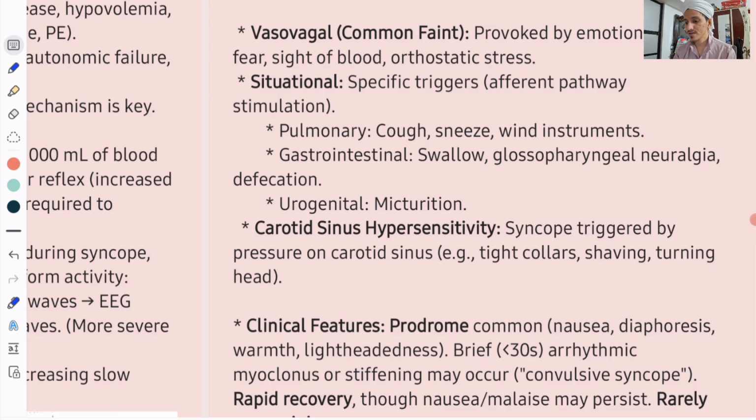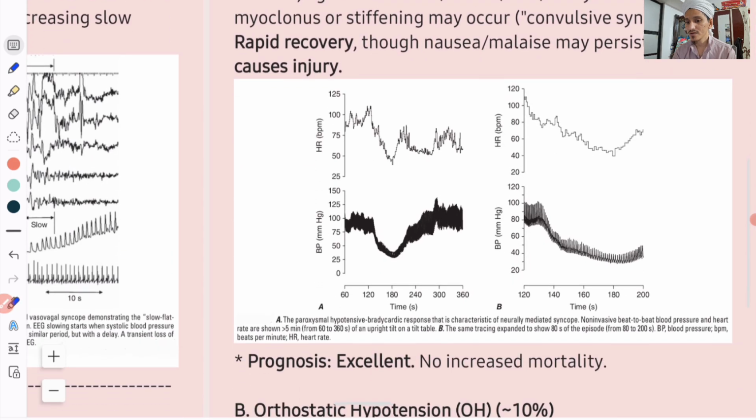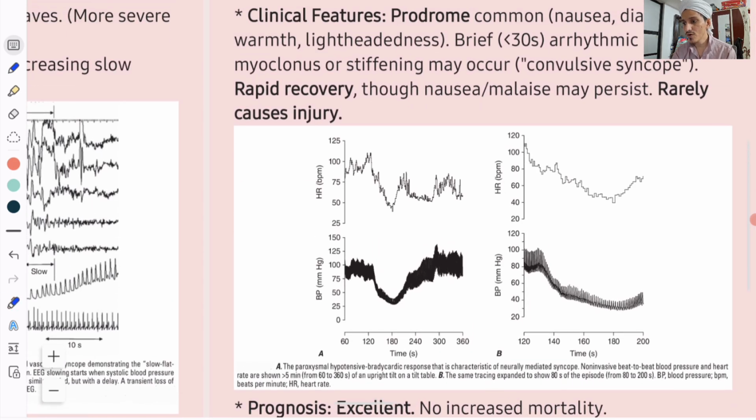So what are the clinical features? Very important in order to differentiate. There will be a prodrome, which is important because in cardiac cases there will be no prodrome. What will be the prodrome? There will be nausea, sweating, and lightheadedness. This is the prodrome. Prodrome will be seen in neurally mediated syncope or reflex syncope. Okay, and there will be no convulsive activity, but some brief myoclonic activity and stiffening may occur. That is not actually seizures, but it can occur sometimes.